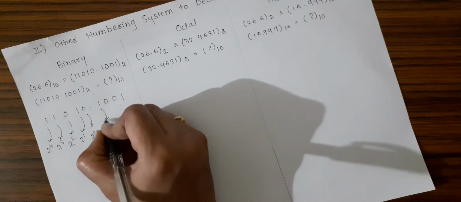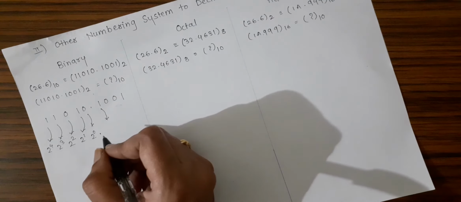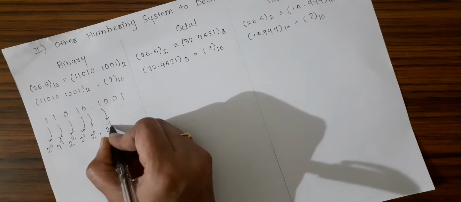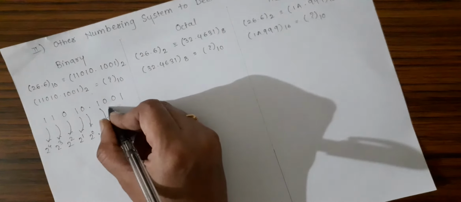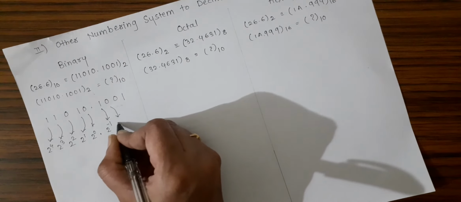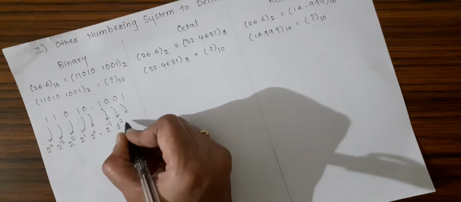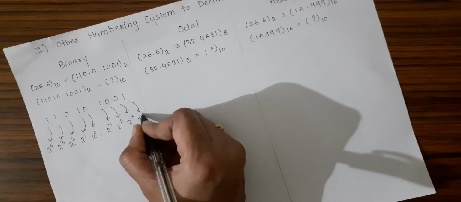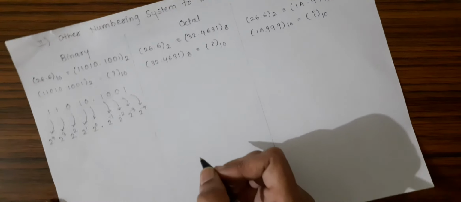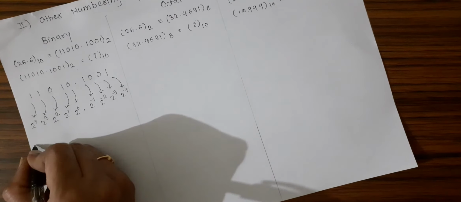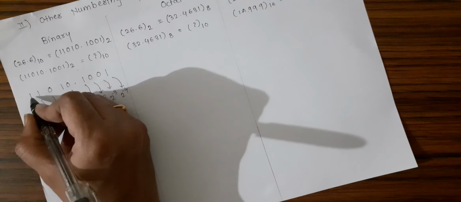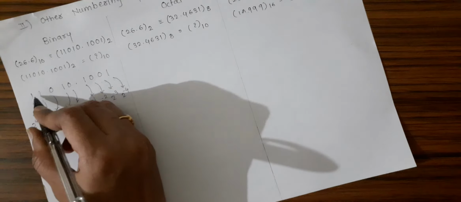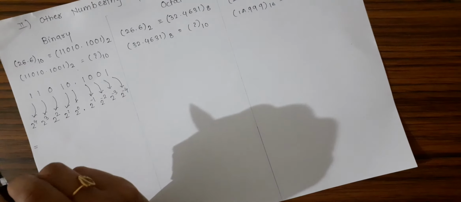For the fractional part, we have to consider negative powers starting with minus 1. This 1 is located at the position with weightage 2 raised to minus 1. This 0 at 2 raised to minus 2. Similarly, this at 2 raised to minus 3. Whereas 1 is at position 2 raised to minus 4. Now in order to calculate its value, we have to multiply each digit with the weightage assigned to the position where the digit appears.